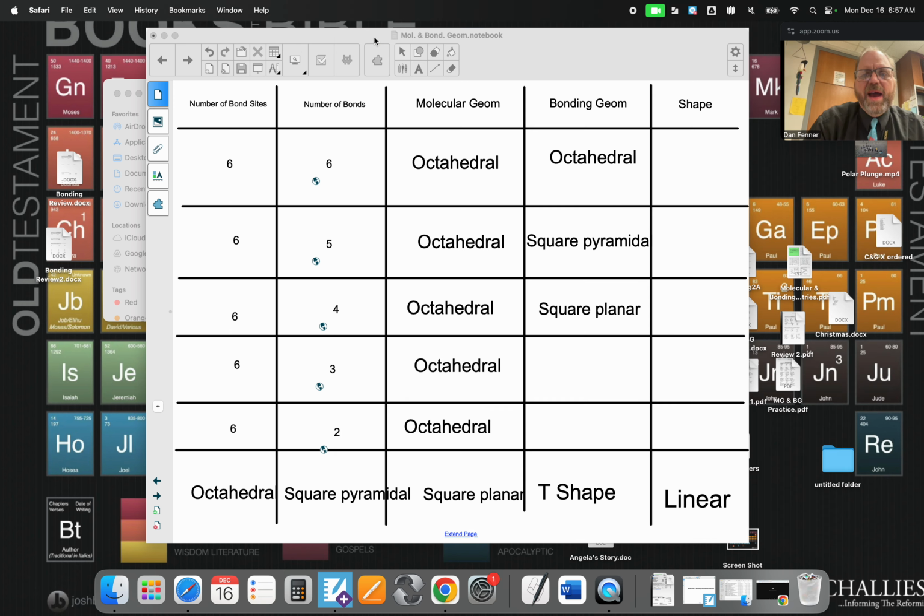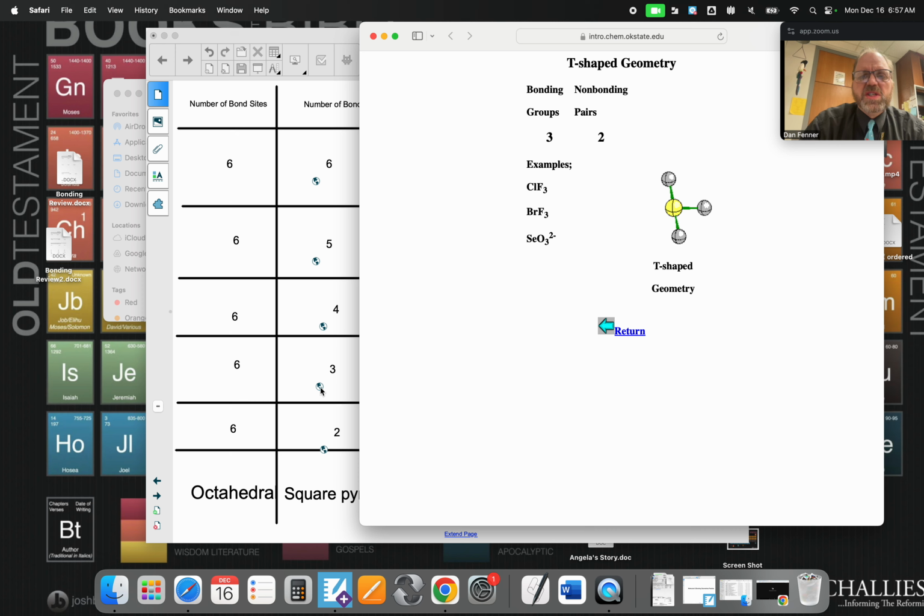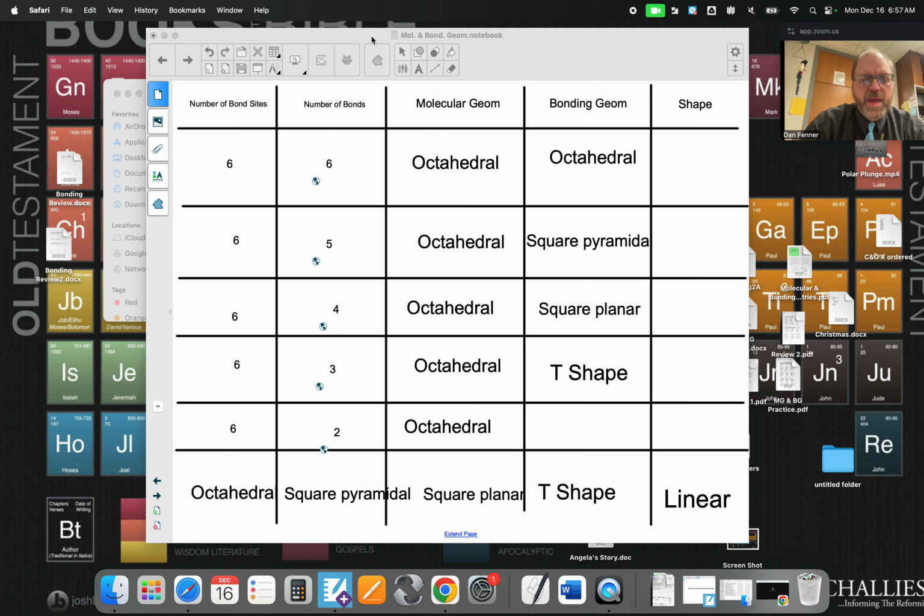All right, now, if we're at our square planar and we want to lose one more, it doesn't matter which one we have. That should look familiar. Yep, that's right. We're back to T shape. So 5 bond sites, 3 bonds, bonding geometry is T shape. All right, and then lastly, if we have our T shape, we're going to lose it off the bottom. So again, straight back to a straight line. Linear.